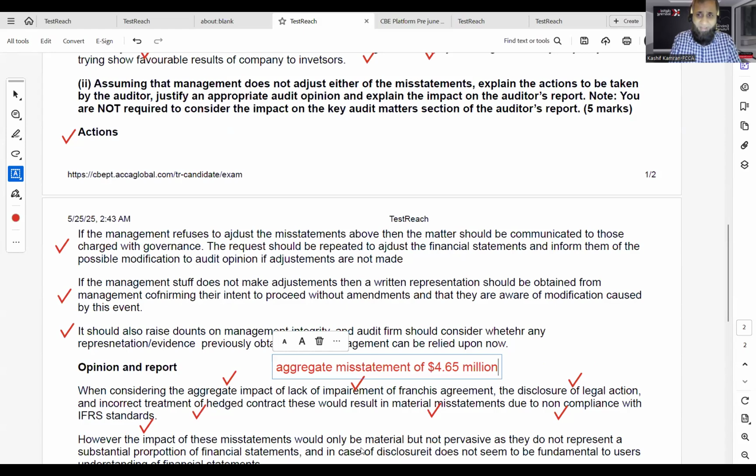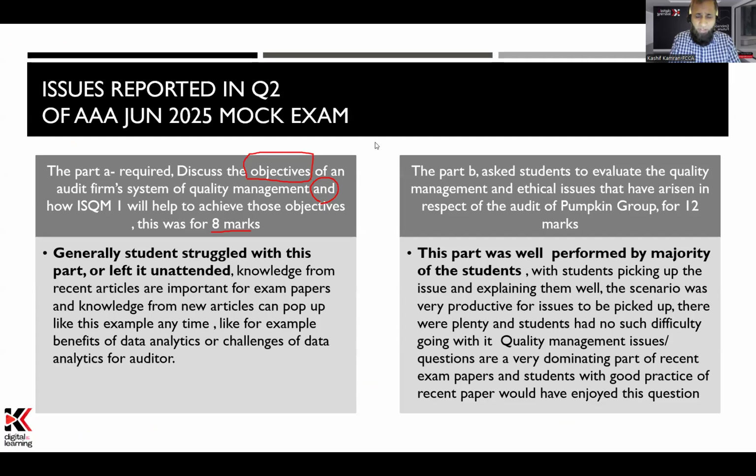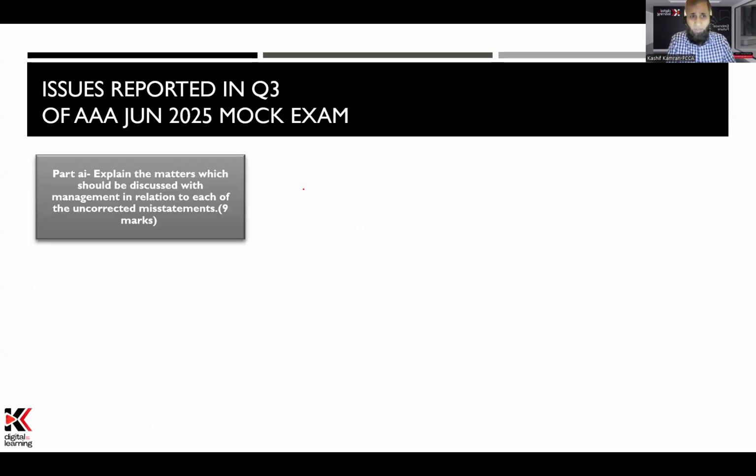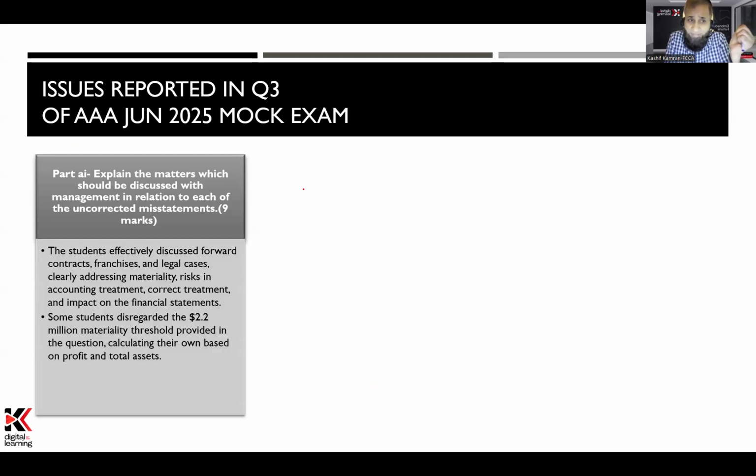So just a quick summary of the issues, which I investigated from over 162 mocks I've reviewed. This is the summary of issues for question number 3. Part A, explain the matters which should be discussed with management in relation to the uncorrected misstatement for 9 marks. The student effectively discussed the forward contract, franchise, and legal cases, clearly addressing materiality, risk in accounting treatment, correct treatment, and the impact on the financial statement.